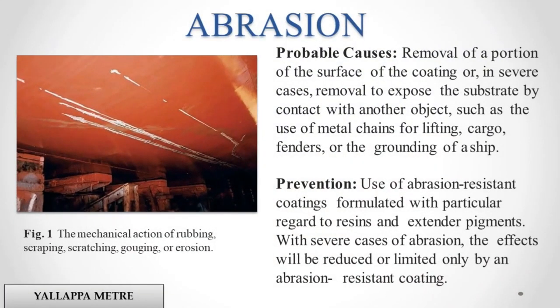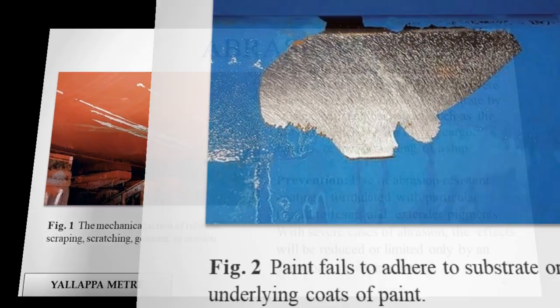Abrasion. Probable causes: removal of a portion of the surface of the coating or, in severe cases, removal to expose the substrate by contact with another object, such as the use of metal chains for lifting, cargo, fenders, or the grounding of a ship. Prevention: use of abrasion-resistant coatings formulated with particular regard to resins and extender pigments. With severe cases of abrasion, the effects will be reduced or limited only by an abrasion-resistant coating.